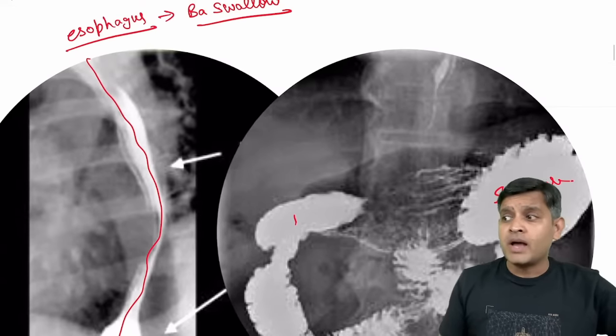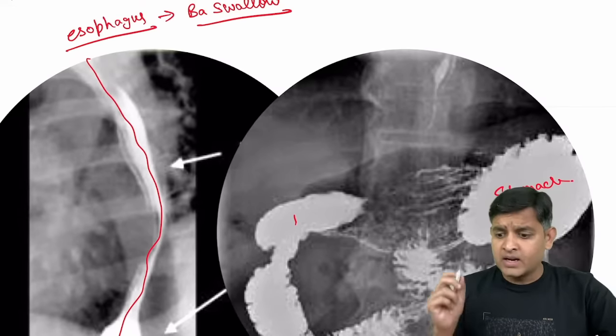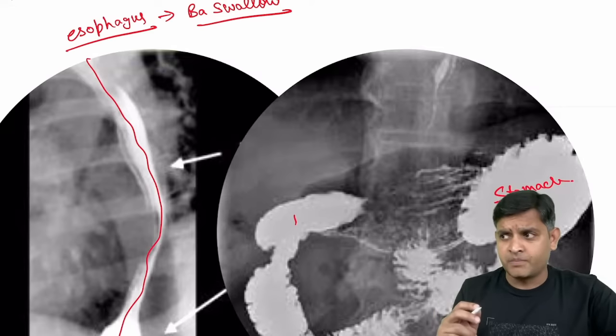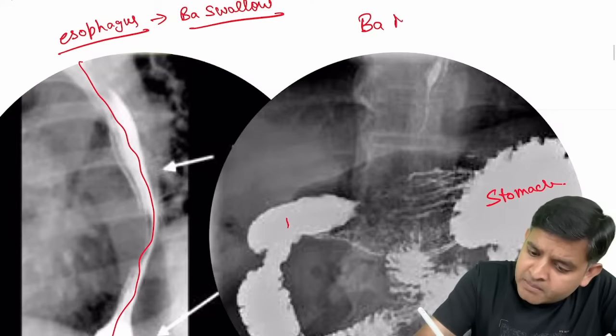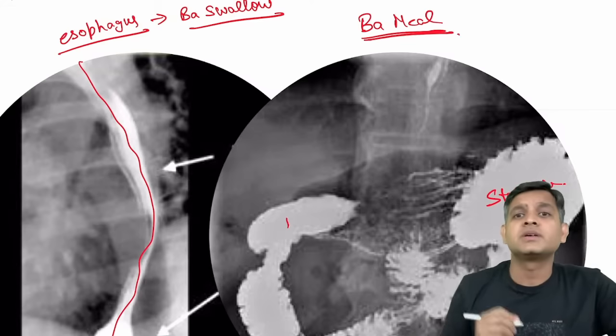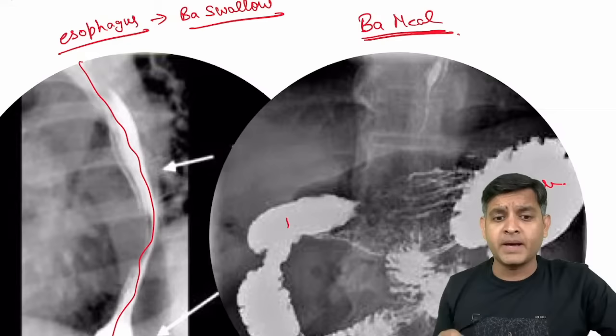And when the contrast is present in stomach and duodenum, what is the name? This is barium meal. And a barium swallow. And barium meal.